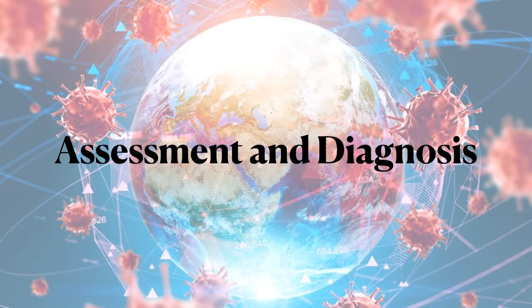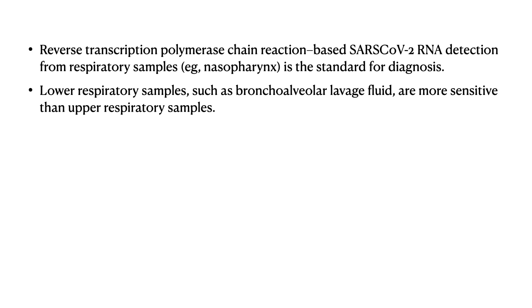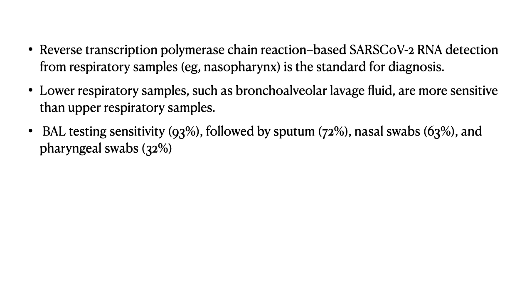How to assess and diagnose the disease? RT-PCR of SARS-CoV-2 RNA detection in respiratory samples, mainly from the nasopharynx, is the standard of diagnosis. But lower respiratory samples are more sensitive than upper respiratory samples. Bronchoalveolar lavage has a sensitivity of 93%, sputum 72%, nasopharyngeal swabs 63%, and pharyngeal swabs 32%.